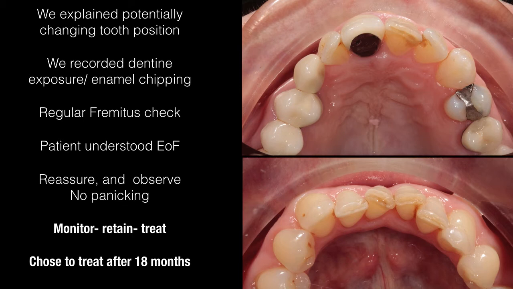We, over time, recorded the amount of dentine exposure, and we looked very carefully at enamel chipping. So each time she came back in, we were looking at photographs, just seeing has it changed. Another thing we did was a regular fremitus check. This was really, really important. So we actually showed the patient the pressure of fremitus.